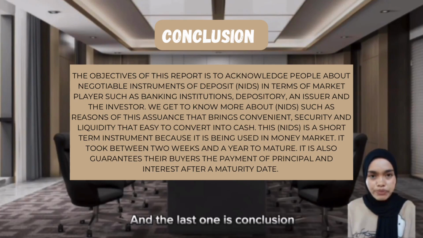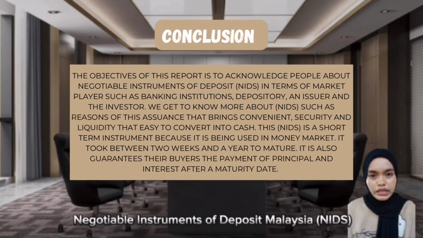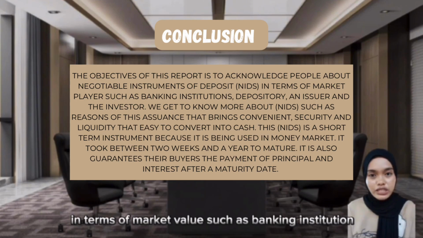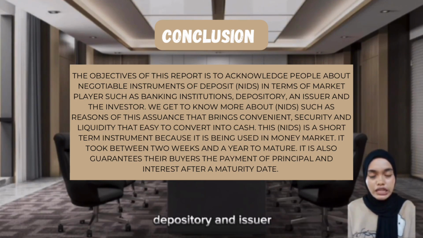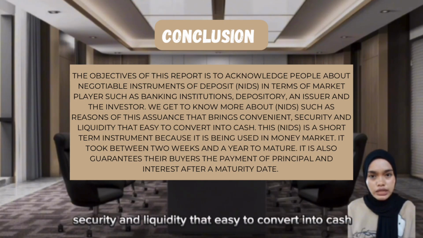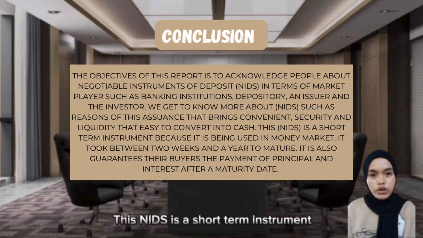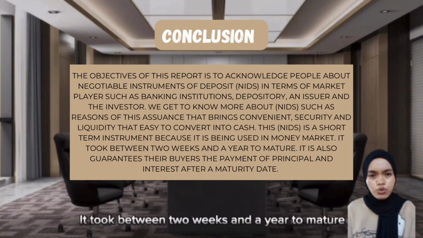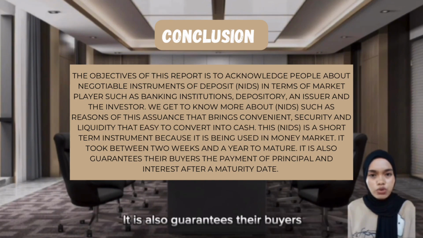And the last one is conclusion. Negotiable instruments of deposit, or NIDs, in terms of market players such as banking institution, depository, and issuer, and the investor. We get to know more about NIDs, such as reasons of this issuance that brings convenience, security, and liquidity that is easy to convert into cash. This NID is a short-term instrument because it is being used in the money market. It takes between 2 weeks and a year to mature. It also guarantees its buyers the payment of principal and interest after a maturity date.